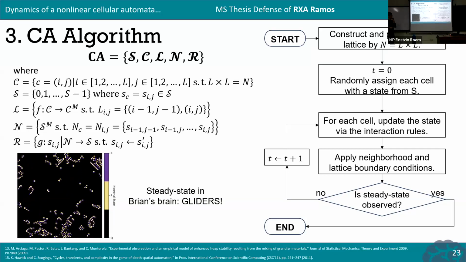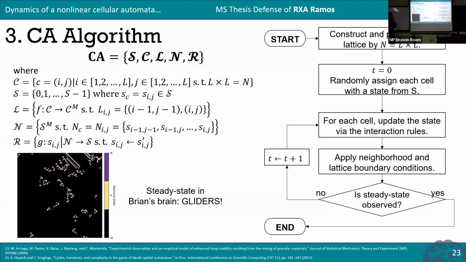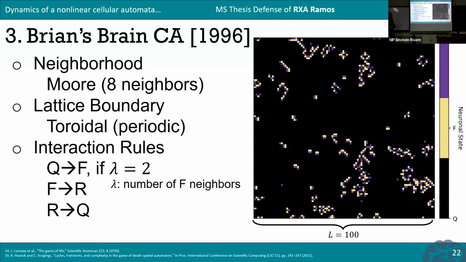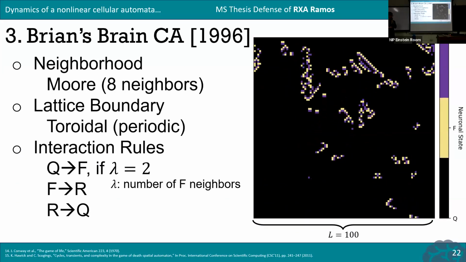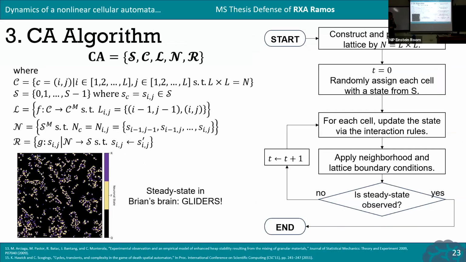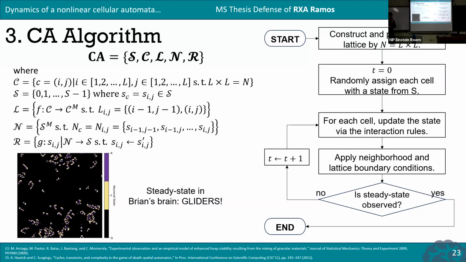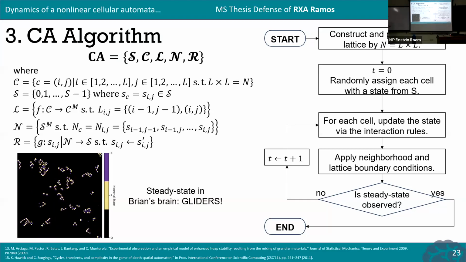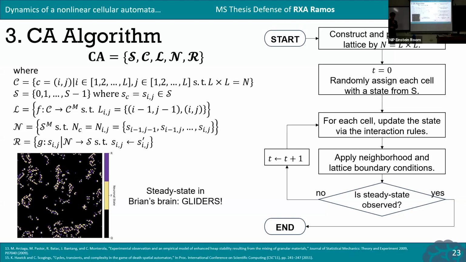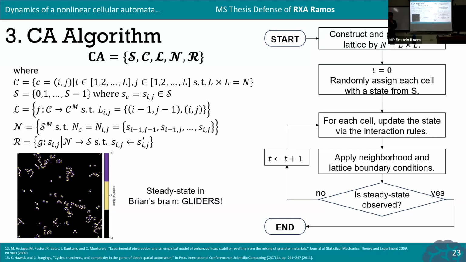In the Brian's brain CA, the steady states are gliders. The set of rules that we have seen before are called the Brian's brain rules, developed by Brian Silverman in 1996. It's just a derivative of the original CA, the first CA, Conway's Game of Life. This Brian's brain CA is a discrete neuronal CA because we are just using discrete states, Q, F, and R.